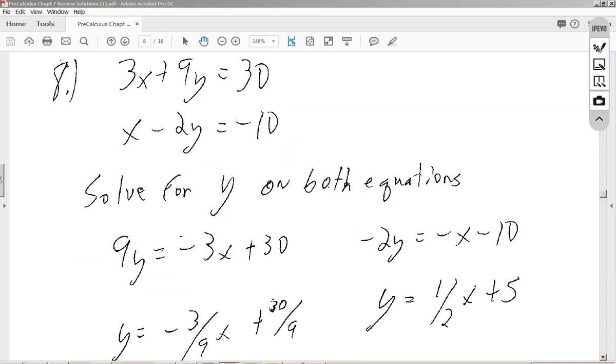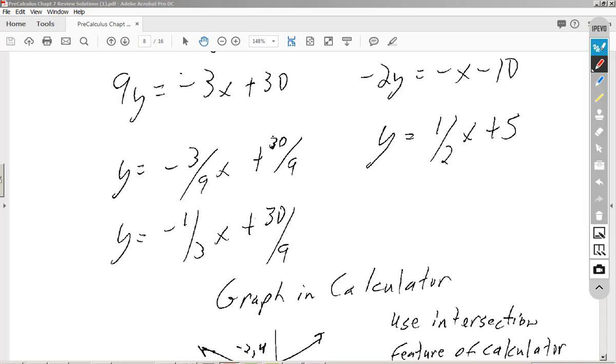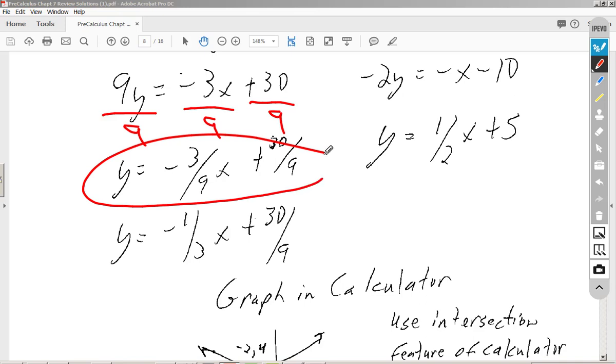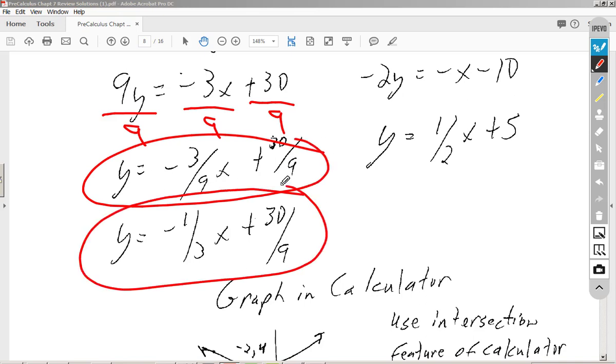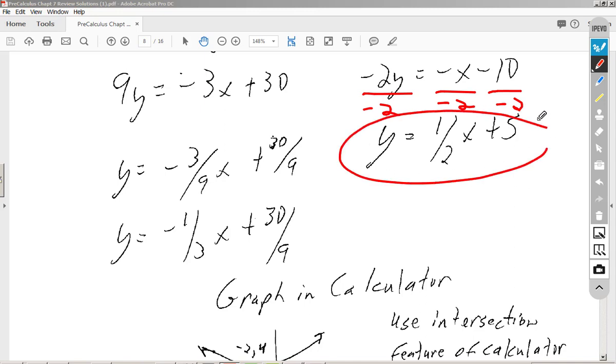So to be able to graph this, I have to solve each equation for y. So now I'm going to divide everything by 9. So dividing by 9, I get this equation, y equals negative 3/9 x plus 30/9. I reduce down the negative 3/9 to negative 1/3 x plus 30/9. Now in this problem here, I'm going to divide everything by negative 2. And when I solve that, I get y equals 1/2 x plus 5.